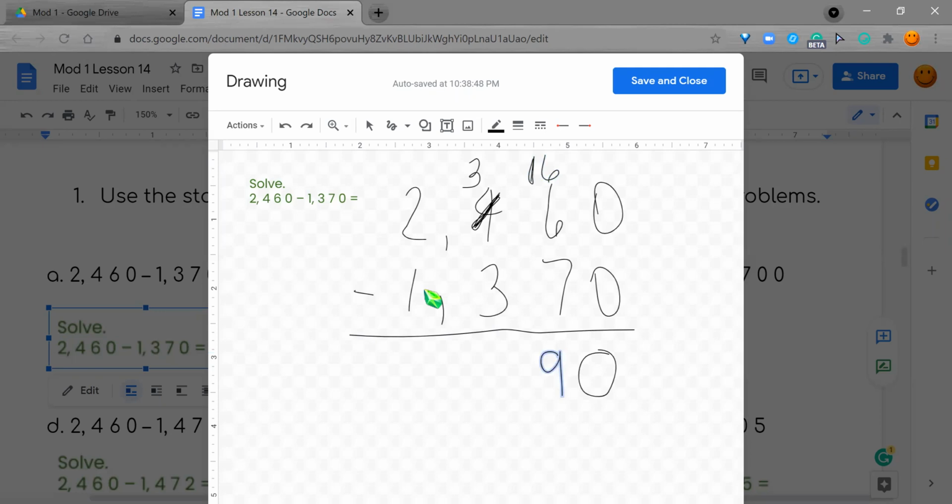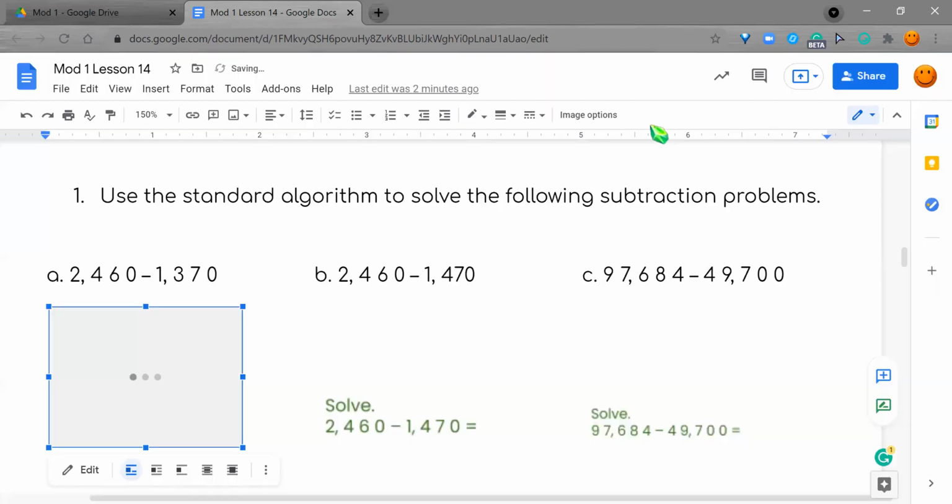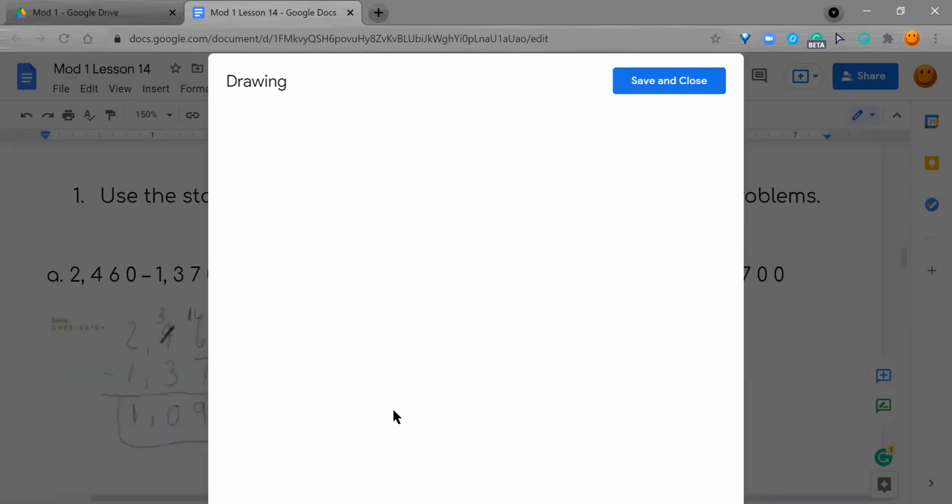3 minus 3, and then 2 minus 1. Here is the answer for here. As I said, you need to go to the left when you need to regroup, and you take one of those place values, one of those from that column, and place it in the column you need it to subtract the bigger number on the bottom. So now I'm going to hit save and close. We're going to quick bounce into this one.